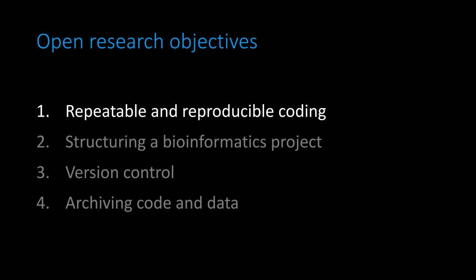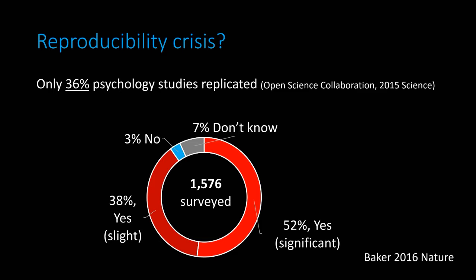So why is it important to have repeatable and reproducible coding? I'll go through what we teach about this. Within psychology, there was a project led by Brian Nosek at the University of Virginia, where they formed a collaboration with many other researchers to try and replicate 1,000 studies that were published in 2008. And they found that only 36% of those psychology studies were replicated.